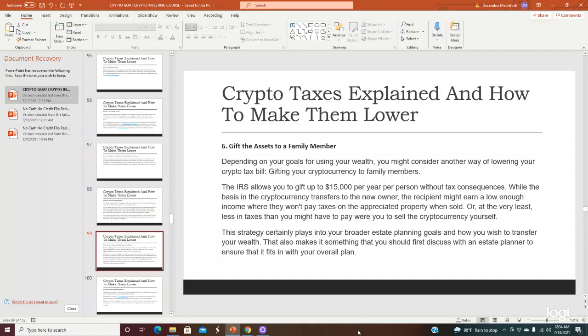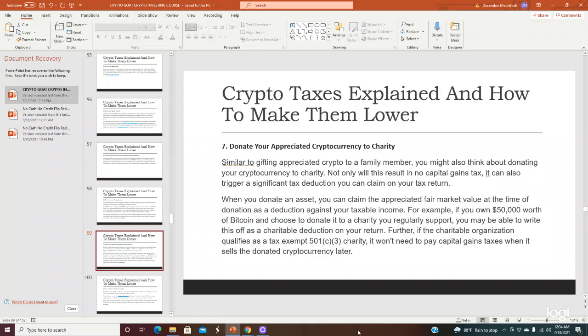So let's continue. Here we got donate your appreciated cryptocurrency to charity. Similar to gifting appreciated crypto to a family member, you might also think about donating your cryptocurrency to charity. Not only will this result in no capital gains tax, it can also trigger a significant tax deduction you can claim on your tax return. When you donate an asset, you can claim the appreciated fair market value at the time of donation as a deduction against your taxable income.